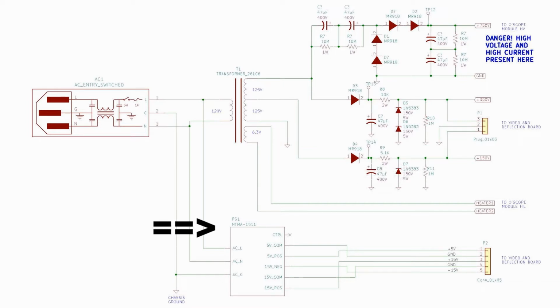Moving down to the bottom of the schematic, we see PS1, which is our low voltage power supply. It is an MTMA1511 by Astrodyne. This is a medical grade switching power supply. Being medical grade means that on the low voltage side, it is safe to make connections to a patient, for instance, in an EKG machine. This is not a critical point in this use. It provides our plus 5 volts and plus and minus 15 volts for all of the ICs that I use on the video board.